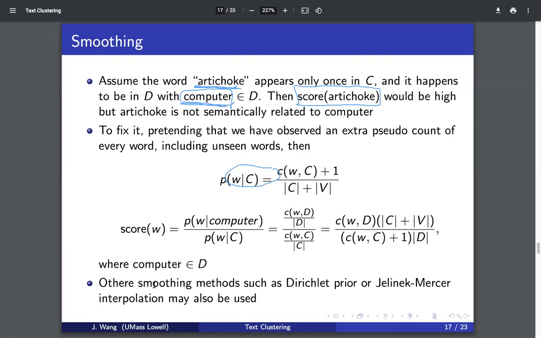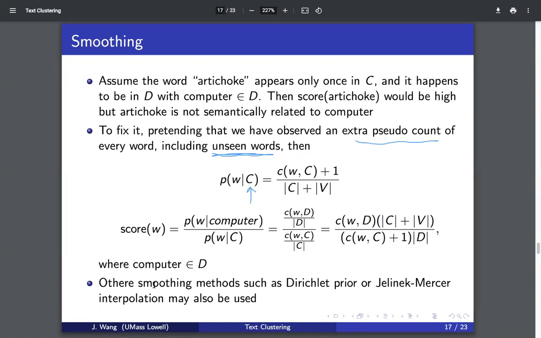So this is an interesting trick. We pretend that we have observed an actual pseudo count of every word, which means each word is counted twice, including unseen words. So any word that you are not seeing, then we are going to get this. So this is the probability of W for the underlying C. Okay, so the unseen word W is counted twice.